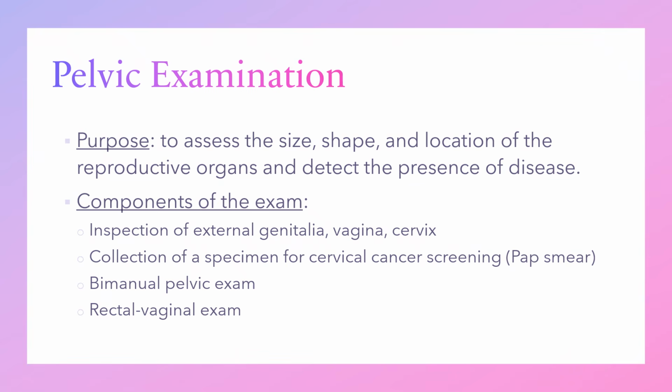The next part of our gynecologic examination is going to be the pelvic examination, and the purpose behind this is to assess the size, shape, and location of the reproductive organs and to detect the presence of disease. It's going to consist of the following: inspection of external genitalia, the vagina, and the cervix, collection of a specimen for cervical cancer screening, pap smear, bimanual pelvic examination, and a rectal vaginal examination.